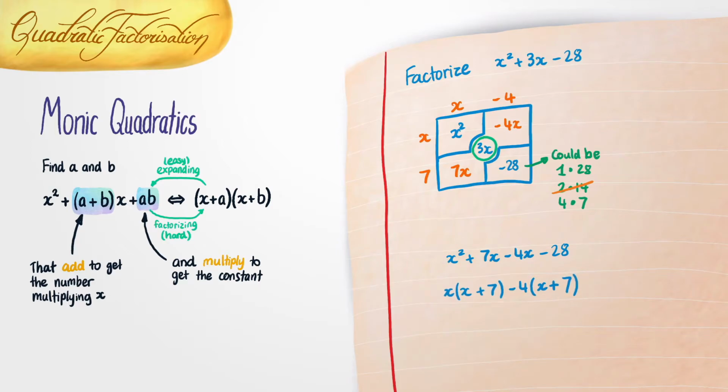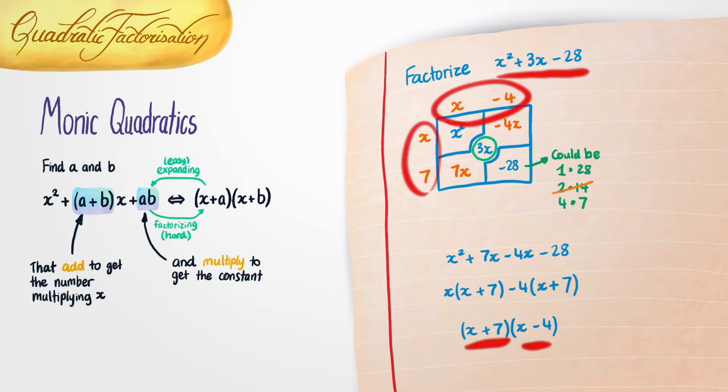And now finally, we just need to notice that these two terms both have an x plus 7 in common, so we can factor that out as well, and we're just left with x minus 4 as the remaining term. So now we just get to our final answer. Notice that x squared plus 3x minus 28 is the same thing as x plus 7, which is this side of the rectangle, all times x minus 4, which is this side of the rectangle. So you don't need to do these steps, but if you'd like to, you always can.